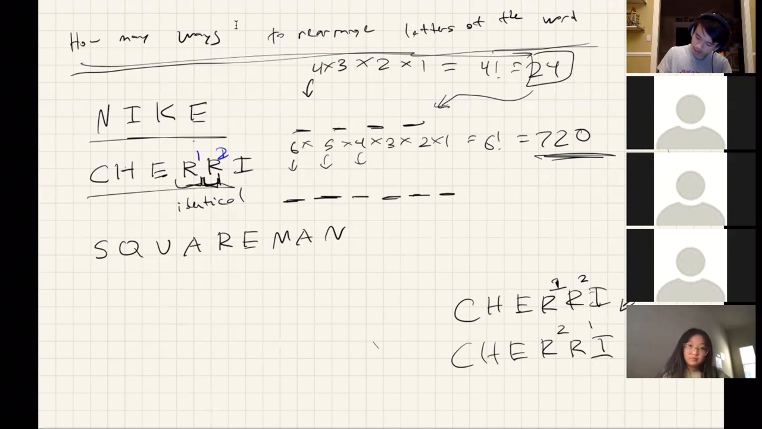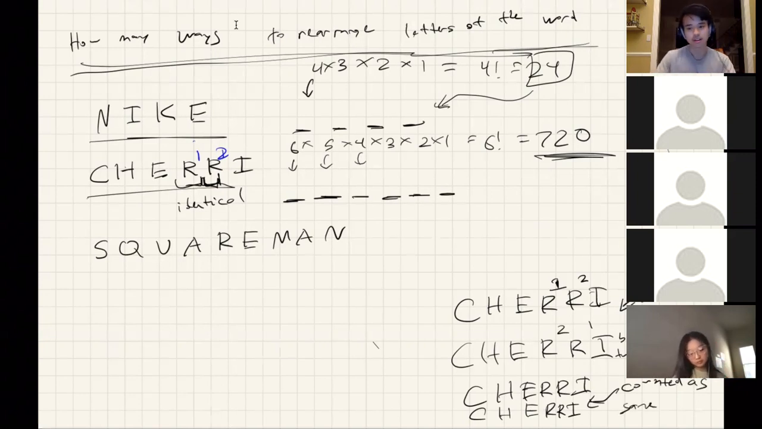If the letters were distinct, we could distinguish between these two words. Sorry for my bad handwriting. But since in this problem the R's are essentially identical, we take the ones and the twos away, and then we just have two instances of the same word, right? They're identical here. There's no way to tell them apart.